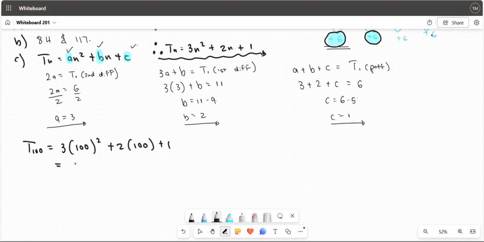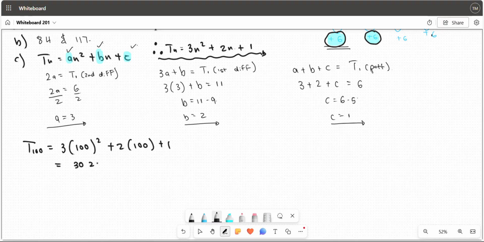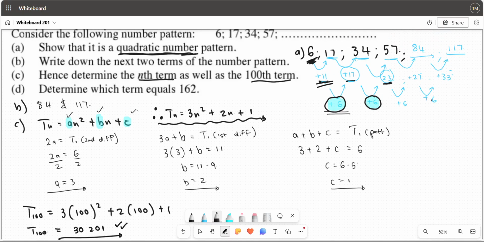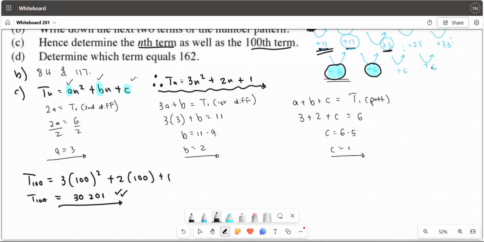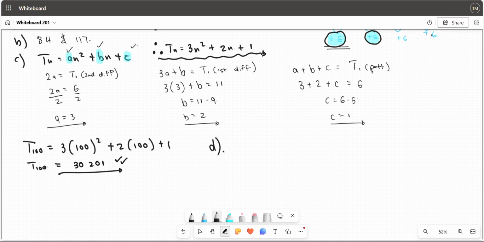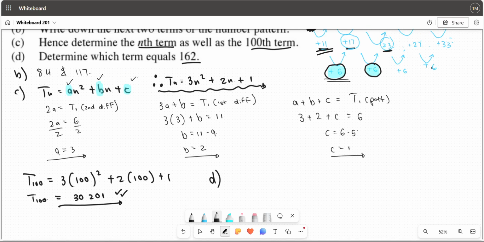And what you should get is 30,201. So what does that mean? In the 100th position, the term that I'll find there is this number here, 30,201. So we've answered C, and D then says which term will be equal to 162.